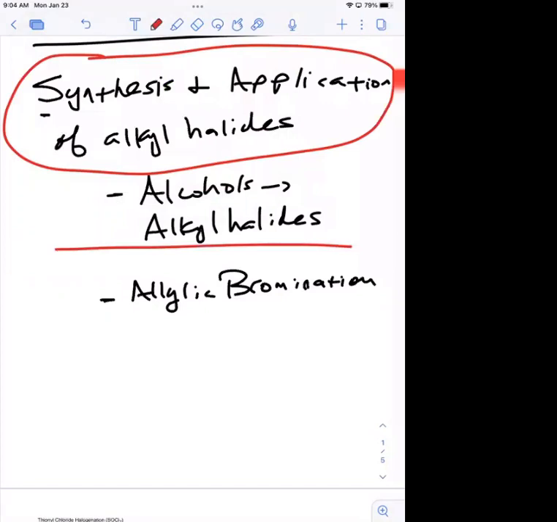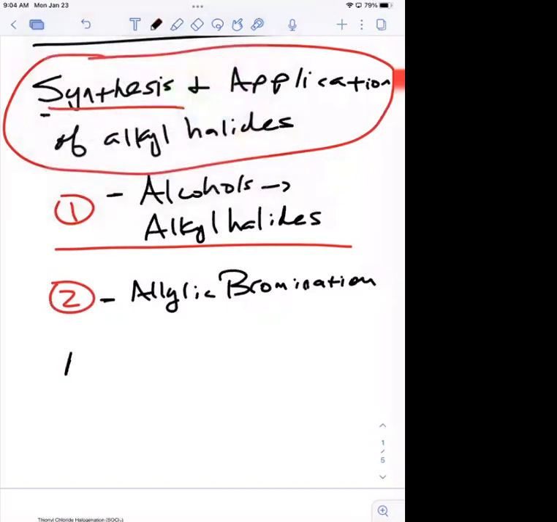But we're going to discuss two methods. First, we're going to talk about converting alcohols into alkyl halides. And then the second method is using allylic bromination, right? But the overall section, we're going to talk about the synthesis part, how to make them through these two methods right here. And then the application part, I'll just write it here.